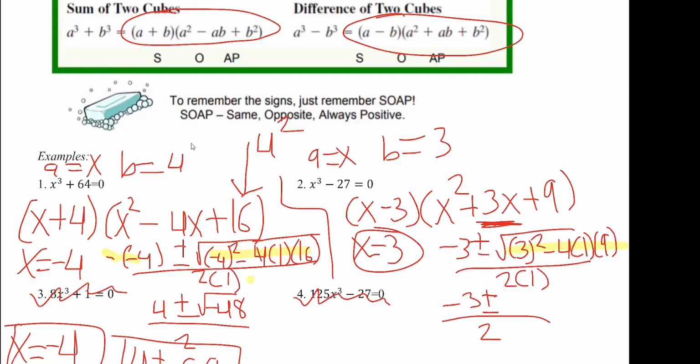Like I said, when you're doing these difference of cubes or sum of cubes, you're always going to get imaginary solutions with this second trinomial. You're never going to get nice answers. So you're pretty much always going to get i's with this second part. So that would just be 9 minus 36, so that's -27.